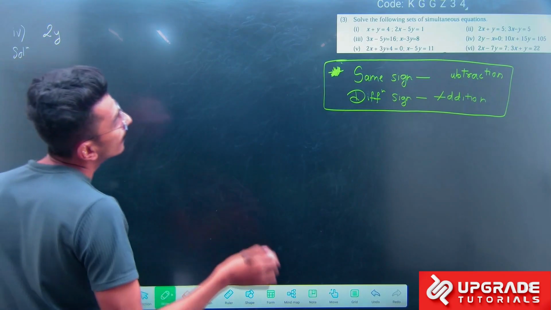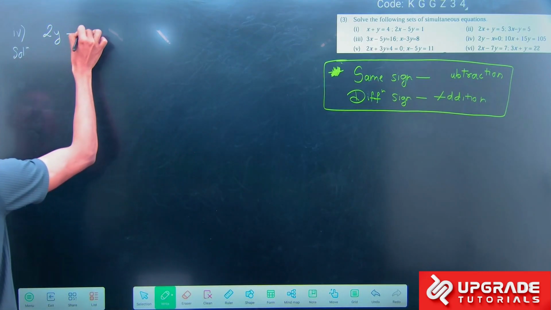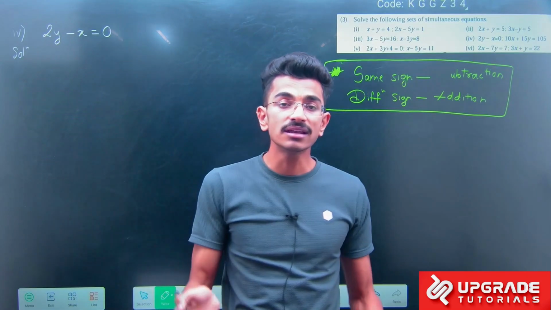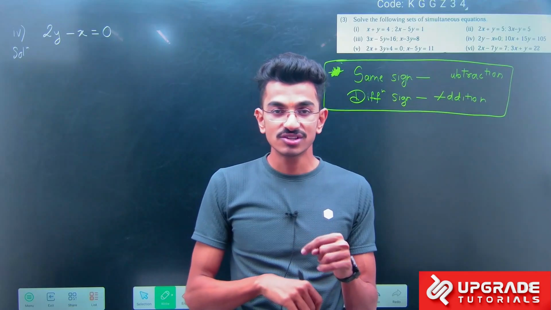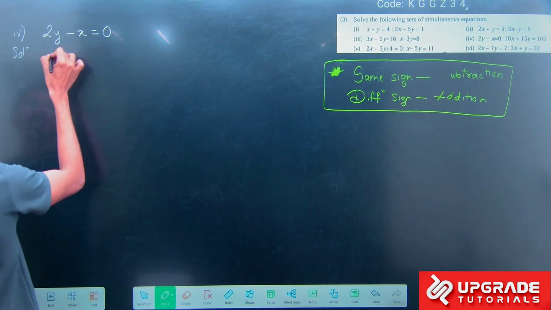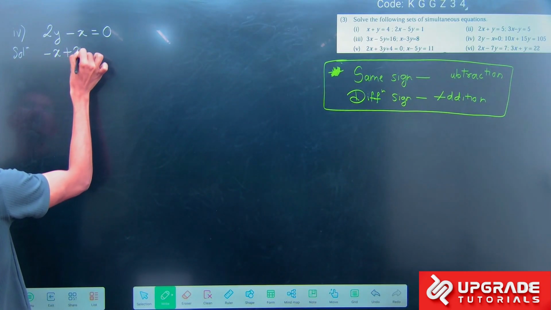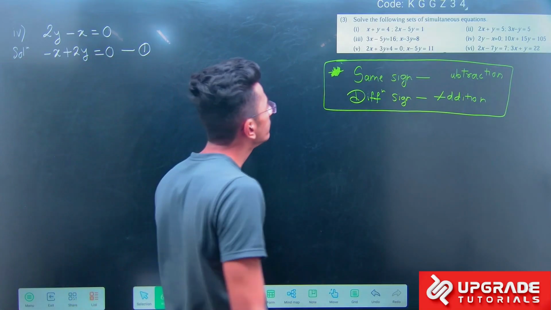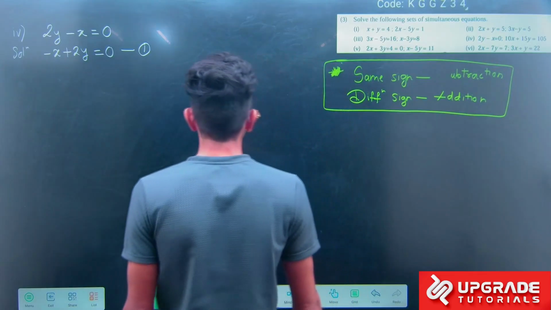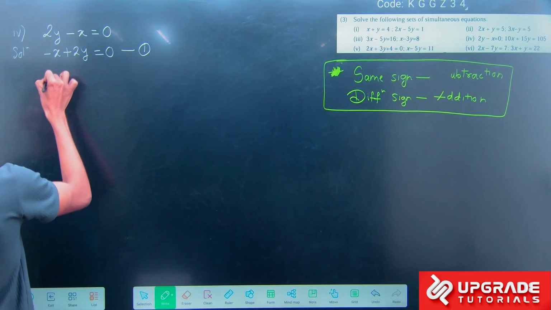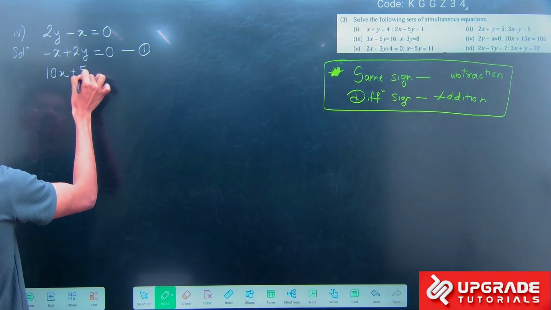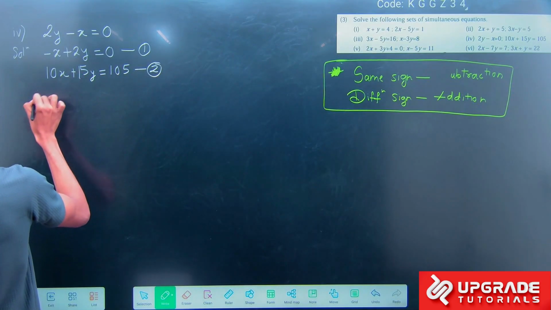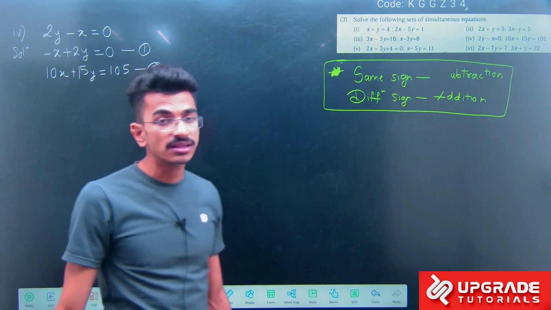2y minus x is equal to 0. Is this equation in standard form? मतलब standard form में तो है, but the variables are not arranged. So I'll first arrange the variables. Minus x को मैं पहले लिखूंगा and plus 2y को बाद में लिखूंगा, and I'll get this as equation number 1. Okay? Yes. Next is 10x plus 15y is equal to 105. Equation number 2. Now I am using substitution method.